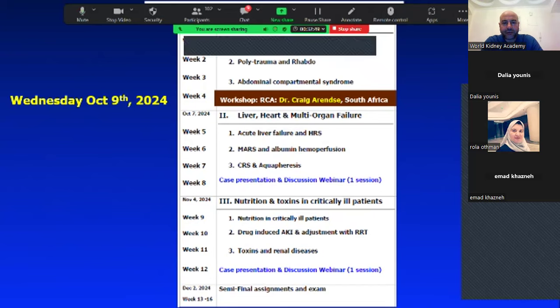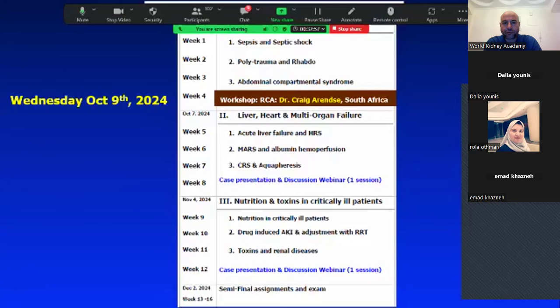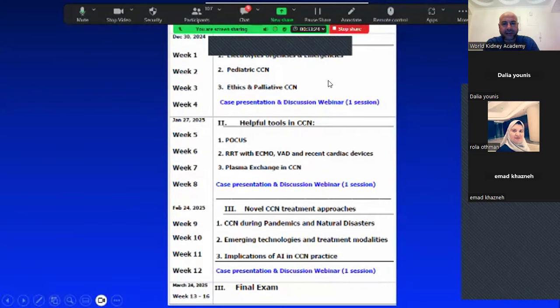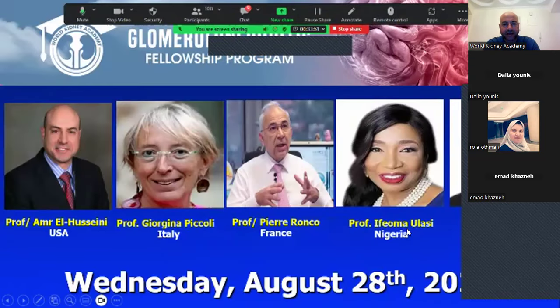We'll have Dr. Craig demonstrate regional citrate anticoagulation. That's very important, how to apply and disseminate this knowledge and how to create protocols and policies for regional citrate anticoagulation. So please mark your agenda. Then we are going to focus on multi-organ failure with liver failure, MARS, albumin hemoperfusion, cardiorenal syndrome, aquapheresis, nutrition in critically ill patients, drugs and toxins. And the last module will be focusing on advanced training. We'll start with electrolyte urgencies and emergencies, pediatric critical care nephrology, ethics and palliative care, point of care ultrasound, renal replacement therapy with various left ventricular assist devices, ECMO machine, plasma exchange, critical care nephrology during pandemic and natural disasters, imaging technology and novel treatment modalities, and the implication of artificial intelligence in critically ill patients.